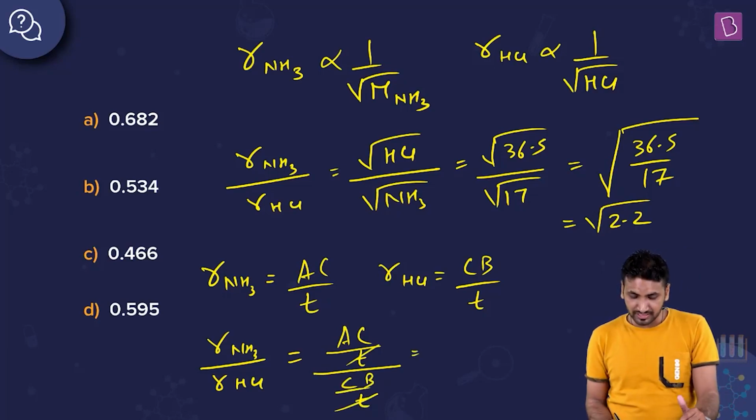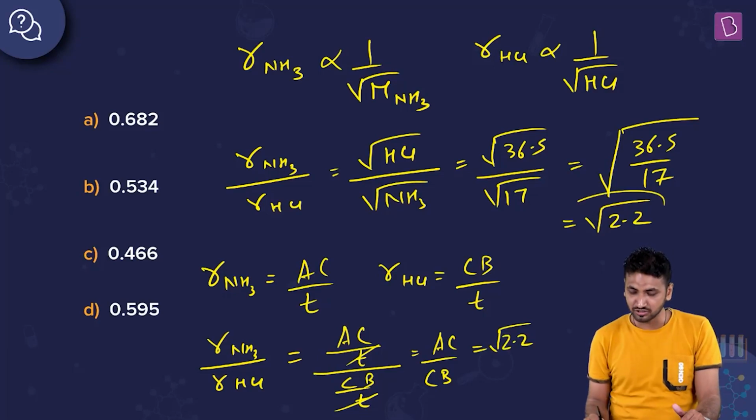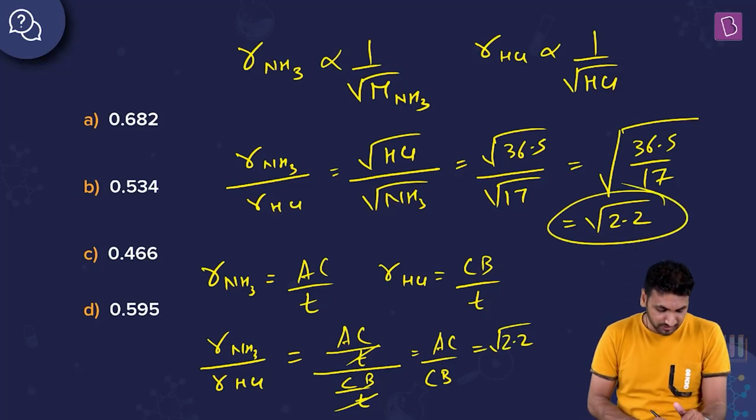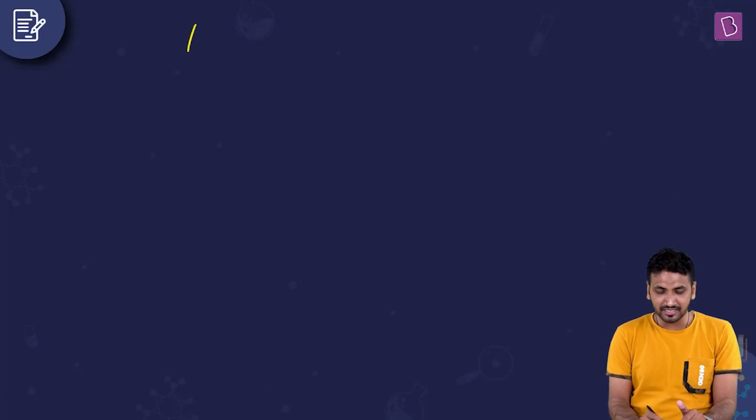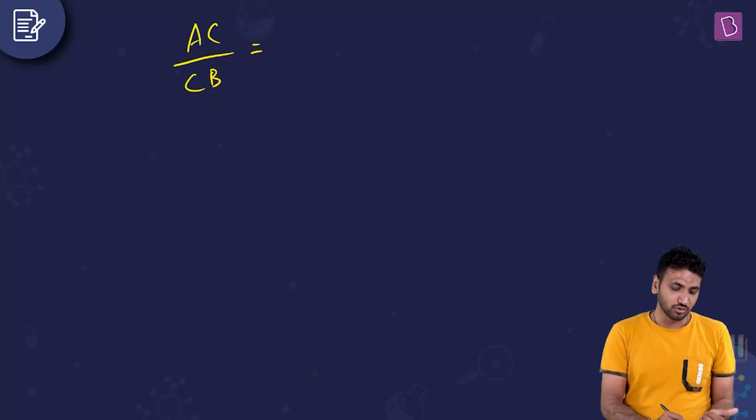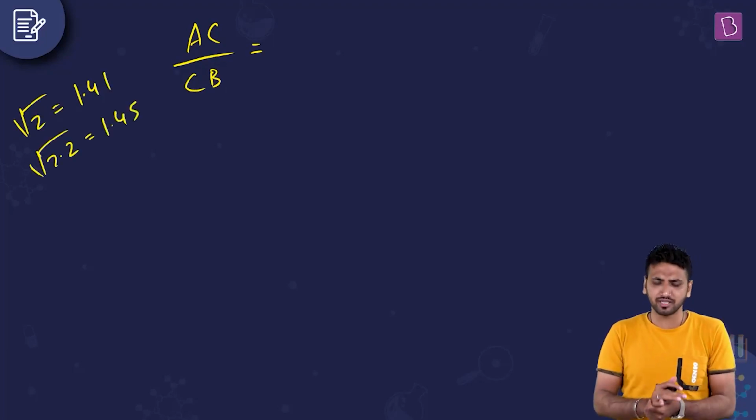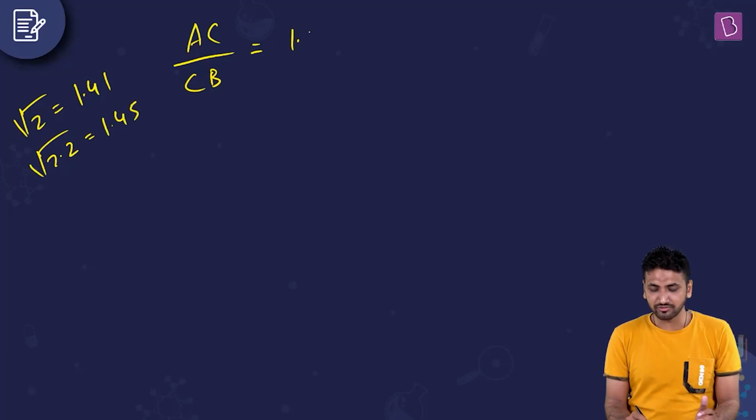So I'm left with AC by CB, which is nothing but root 2.2, right? RNH3 by RHCl. This is what we have calculated. If I solve this further, AC by CB root 2.2 is going to be like what? Root 2 is 1.41, so root 2.2 will be close to 1.45. Let's take it approximately, so 1.45.